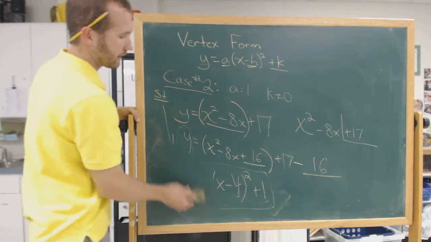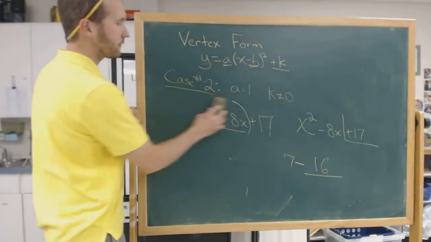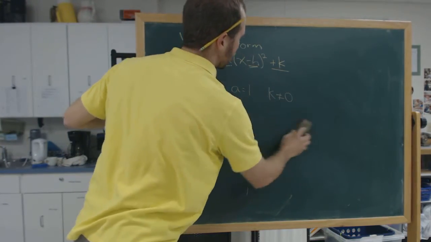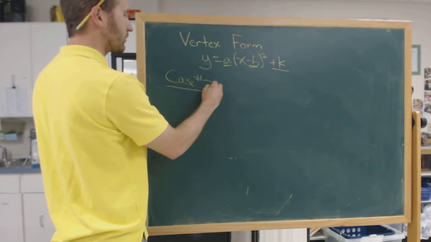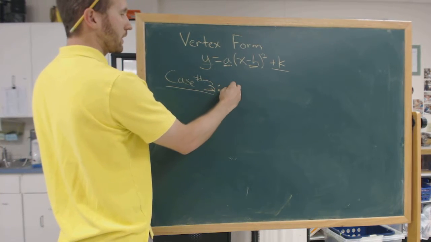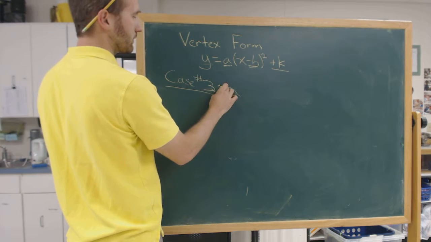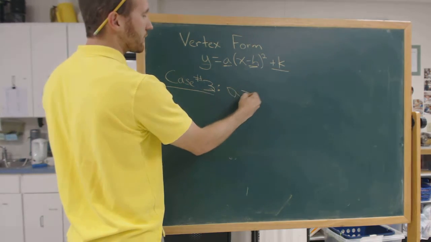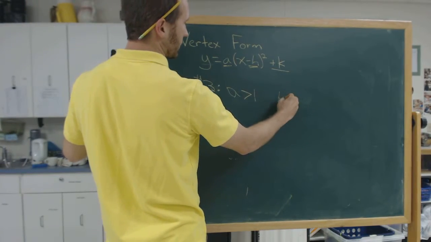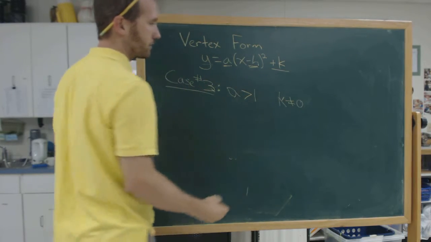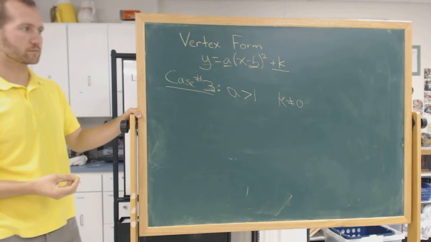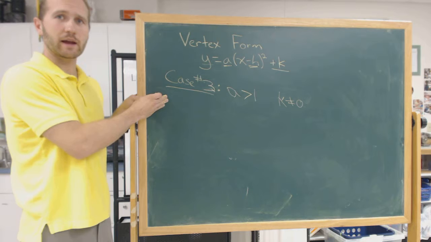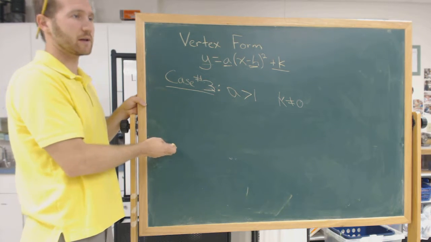Let's look at the third case. We're going to have 4 cases total. So case number 3, this is going to get a little bit trickier. What if a is greater than 1 and k is not equal to 0? Or just in general, what if a is greater than 1? Then you have to divide it. So let's look first at a vertex form, convert it to standard, and then we'll switch.